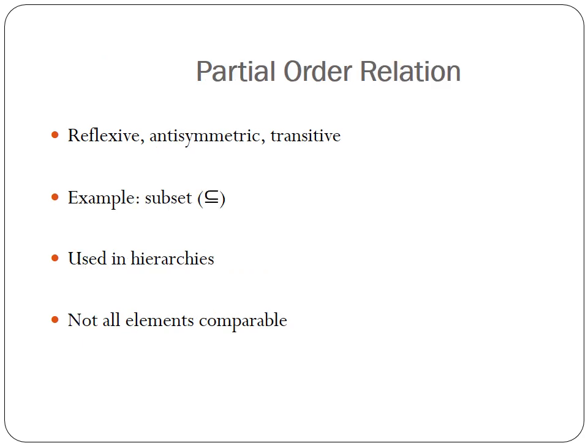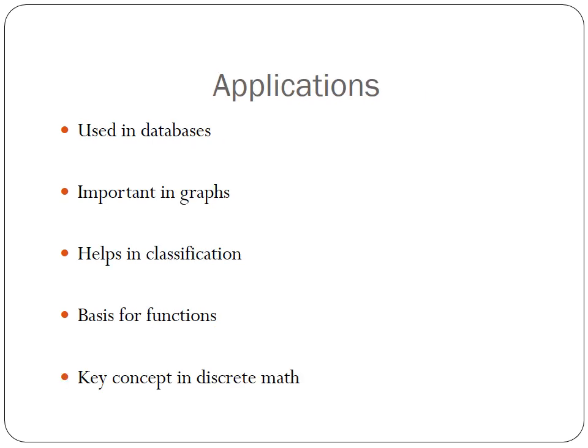Partial order relations are another one: reflexive, antisymmetric and transitive. Equivalence is reflexive, symmetric, transitive. Partial ordering is almost the same, with a minimal change: reflexive, antisymmetric and transitive. For example, the subset condition is used in hierarchies. Not all elements are comparable. This is the partial order relation.